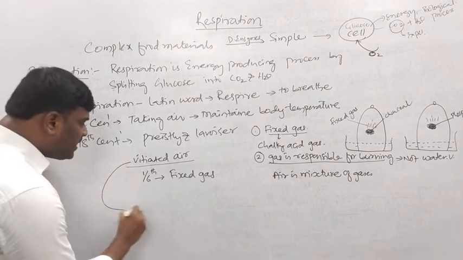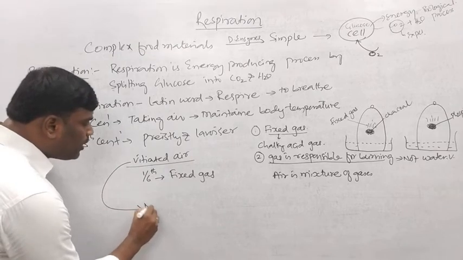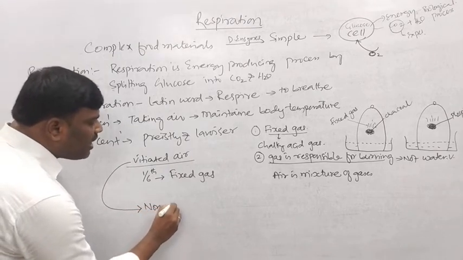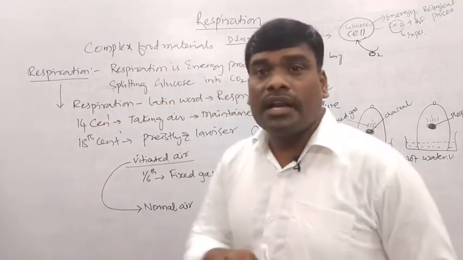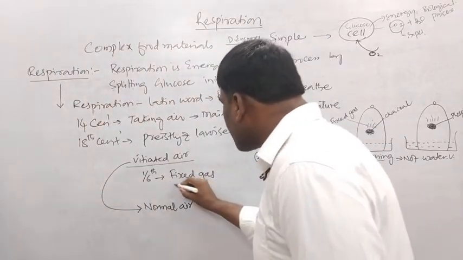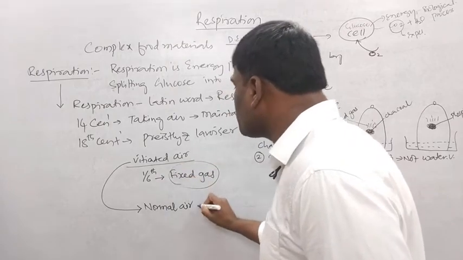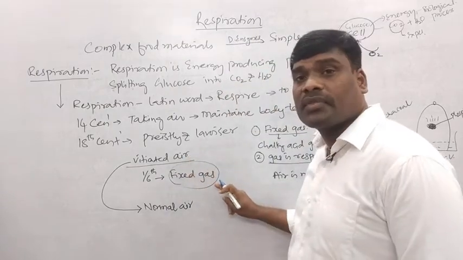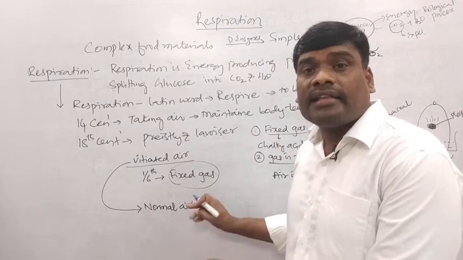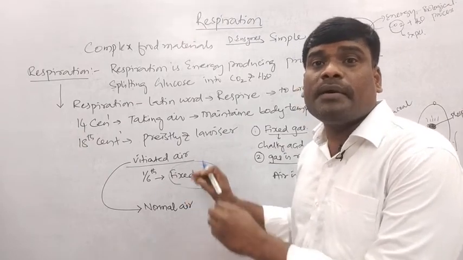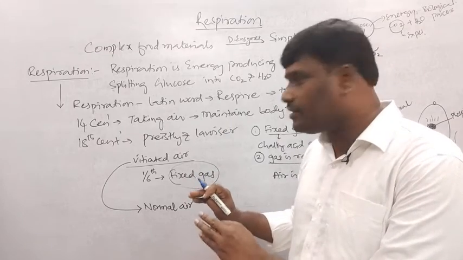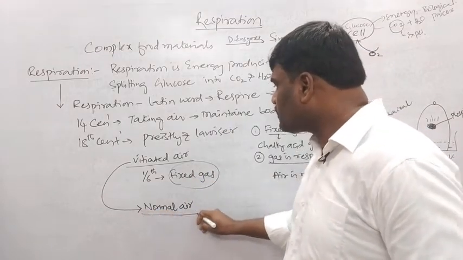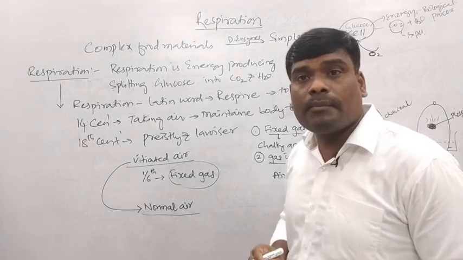In order to convert this vitiated air into normal air, what do we have to do? We have to remove the fixed gas or fixed air from this vitiated air, got it? And add the air which is used for burning. So when we add these two, then what happens, children? We can get this vitiated air into normal air.